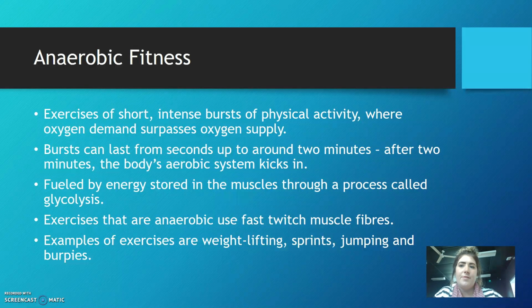To develop your anaerobic fitness, your muscles are fueled by energy which is already stored in the muscles, and that process is called glycolysis. These exercises use our fast twitch muscle fibers, and examples are weightlifting in small bursts, 30-second sprints, jumping for anywhere between 30 seconds and 2 minutes, and something like burpees that you do maybe 20 reps of.